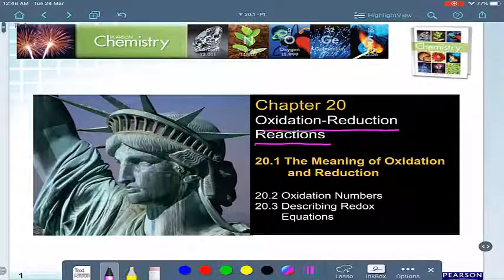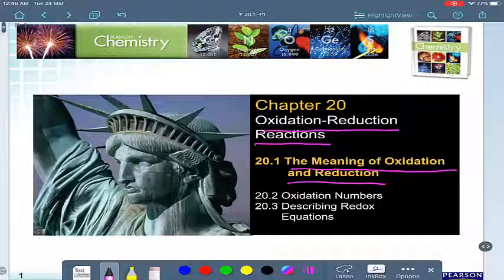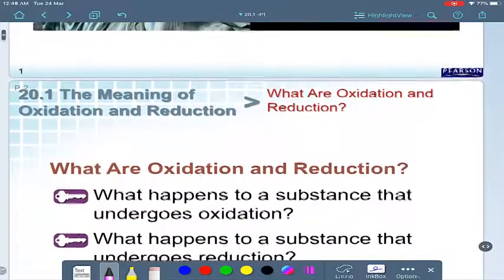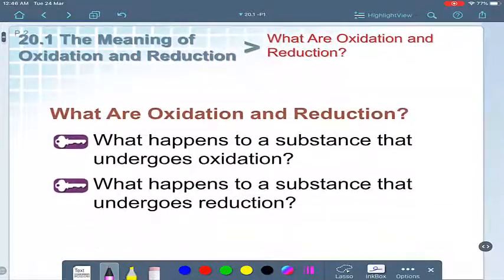Today we are going to start a new chapter, Oxidation-Reduction Reactions. The first lesson is the meaning of oxidation and reduction. What is meant by oxidation and what is meant by reduction? What are oxidation and reduction? It happens to some substances.